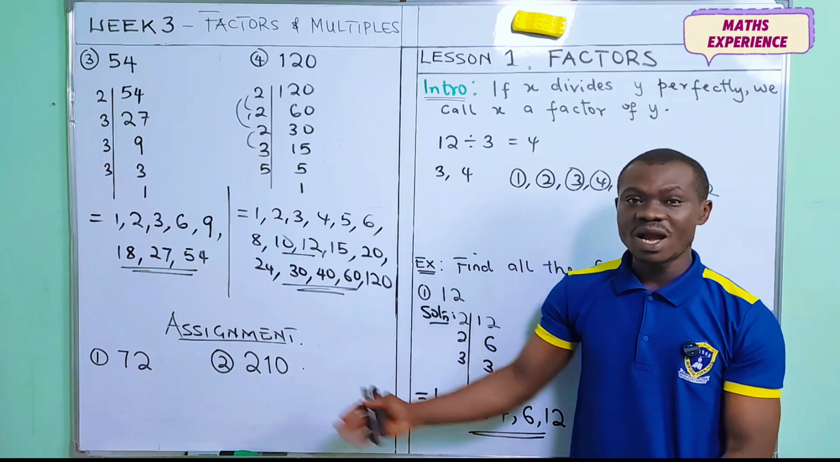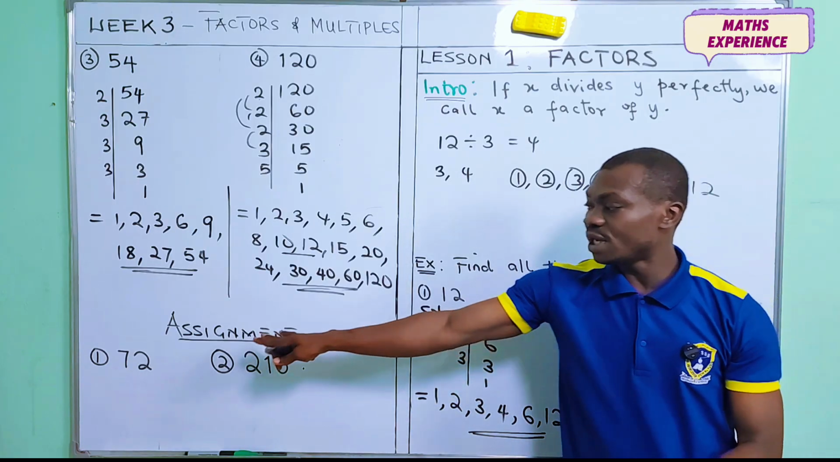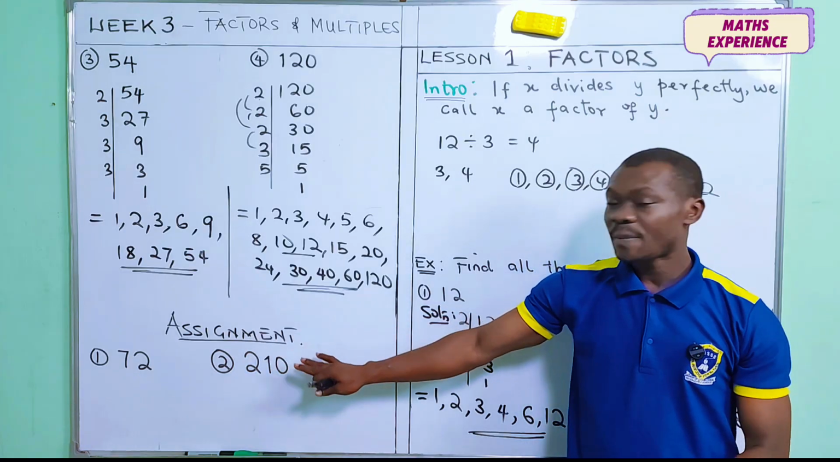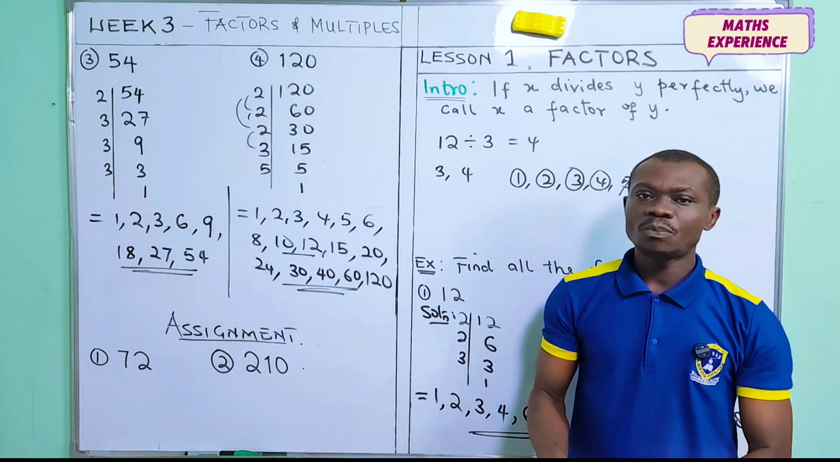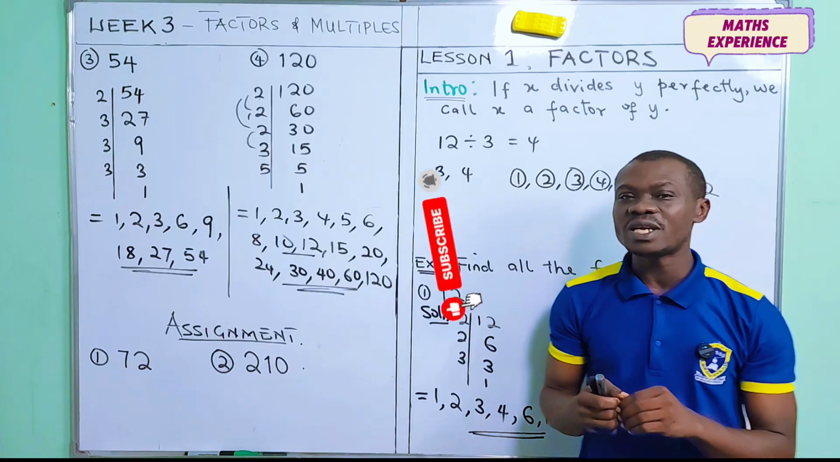However, as usual, we have our assignment or the classwork for this particular lesson. So you get all the factors for 72 and for 210. Put them in the comment section. And of course, like I said, I would always respond.